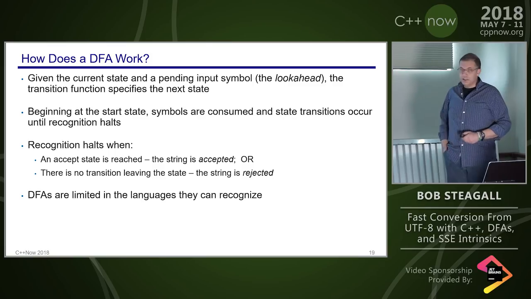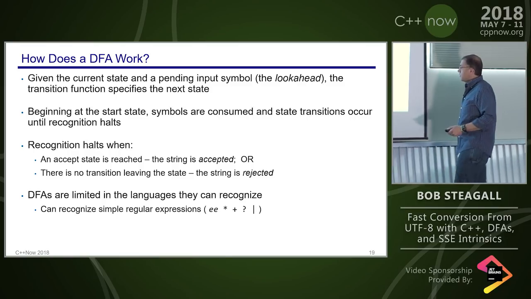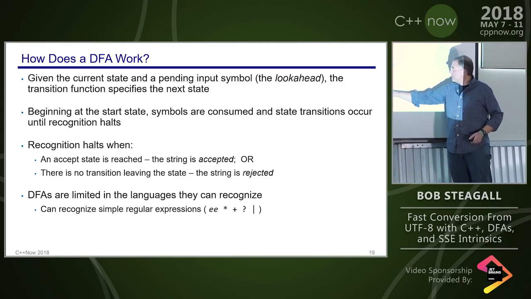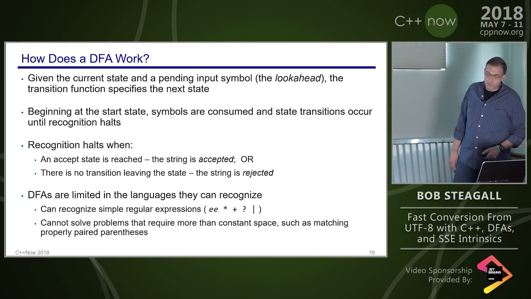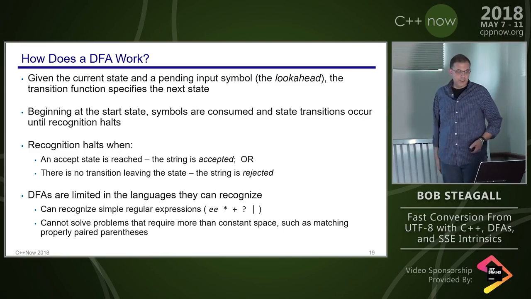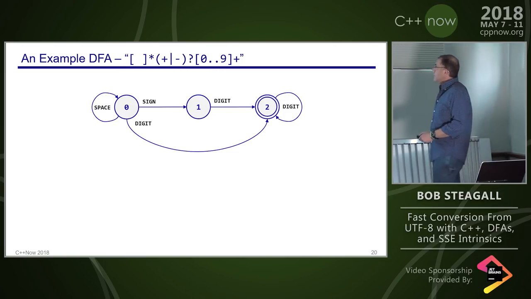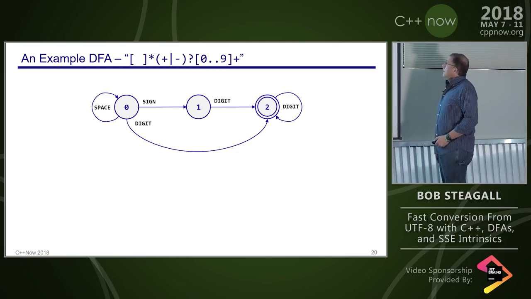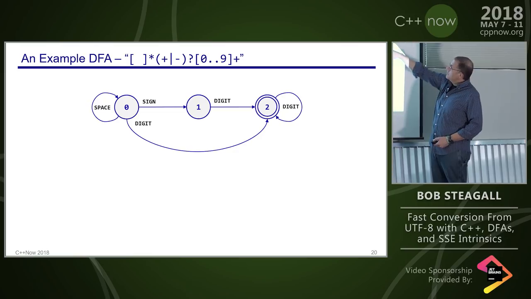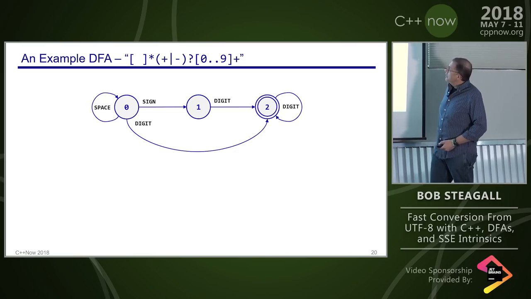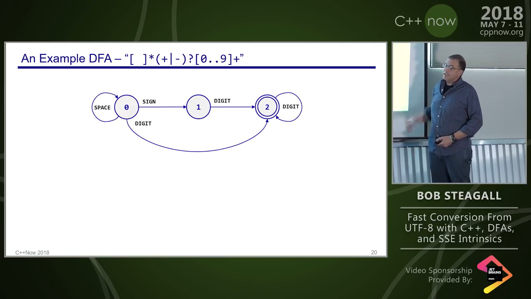DFAs are relatively limited in the languages that they can recognize. They can recognize very simple regular expressions: concatenation, Kleene closure, positive closure, conditional closure, or alternation. They cannot solve problems that require more than constant space, such as matching properly paired sets of parentheses. So let's look at a very simple DFA to recognize an integer. There can be 0 or more leading space characters, followed by an optional plus or minus sign, followed by 1 or more digits. And I'm going to allow leading zeros in this.